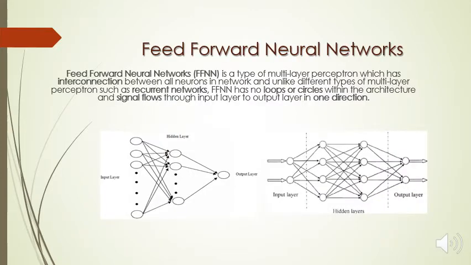And in this study, we will focus on the feed-forward neural networks, which are widely preferred by practitioners, implementers, and researchers around the world. And for brief information, the feed-forward neural network is a type of multi-layer perceptron which has an interconnection between all neurons in the network. And unlike different types of multi-layer perceptrons, such as recurrent networks, feed-forward neural networks have no loops or circles within the architecture, and the signal flows from the input layer to the output layer in only one direction.